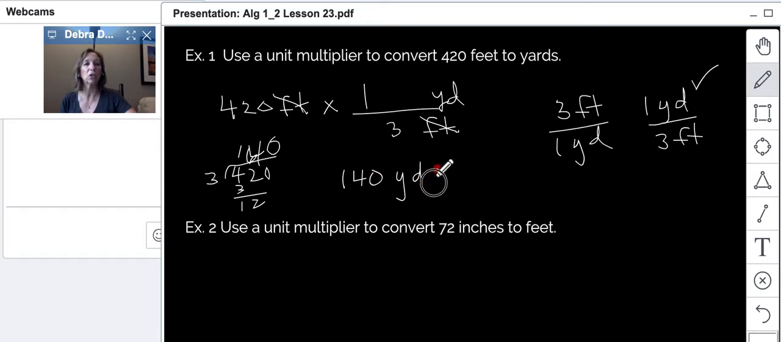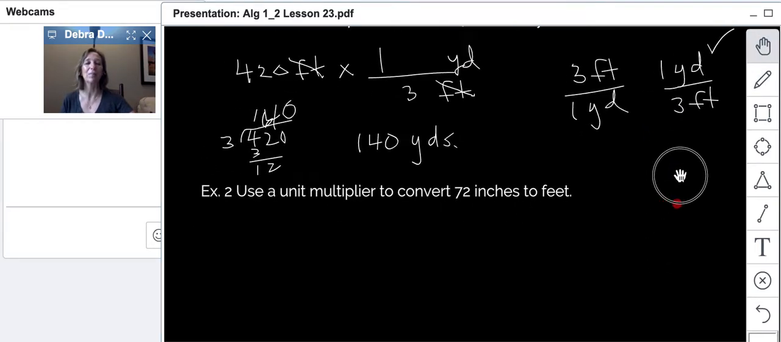So your answer is going to be 140 yards. And you need to make sure that you always write your units on your answers, or on a test you will miss a point. That's just 1 yard, so I'll leave it like that. Okay, let's try another one. So far you're probably thinking, these aren't too bad.